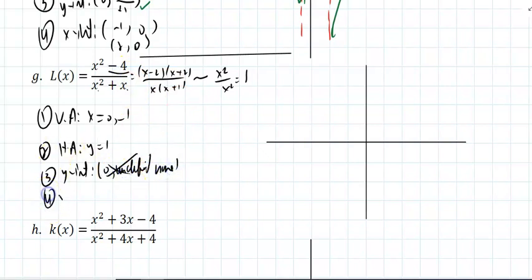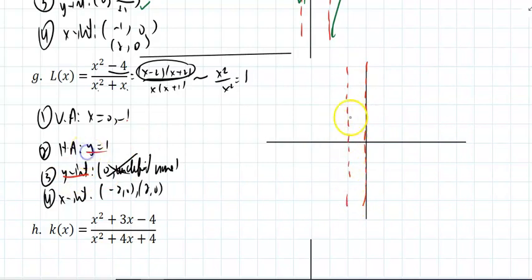And 4, what is the x-intercept? A fraction equals 0 when the top equals 0. There's two of them. So start with my asymptotes. I have one at 0. That's why there is no y-intercept. And negative 1. And y equals 1. So this graph has three pieces because there are two vertical asymptotes. No y-intercept, negative 2, 0, and 2, 0.